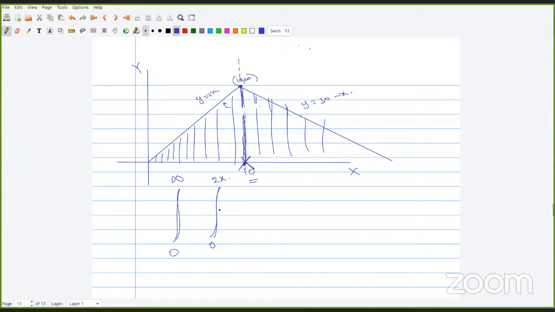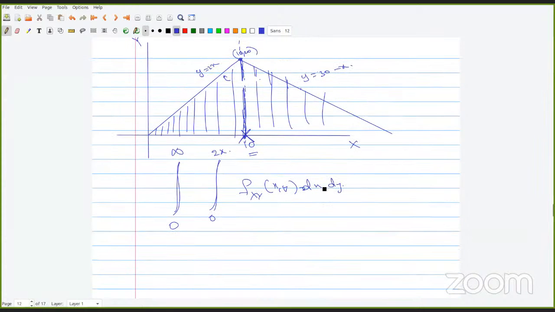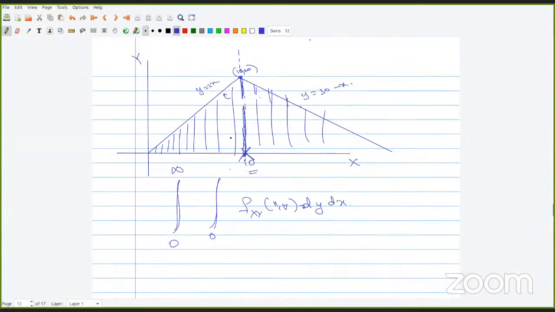Now I want the limits to integrate f of x comma y. In two steps you have to do it. You fix x from 0 till 10 as one part, and from x equals 10 onward is another part. It will close at 30, so from 10 to 30 is the other part.